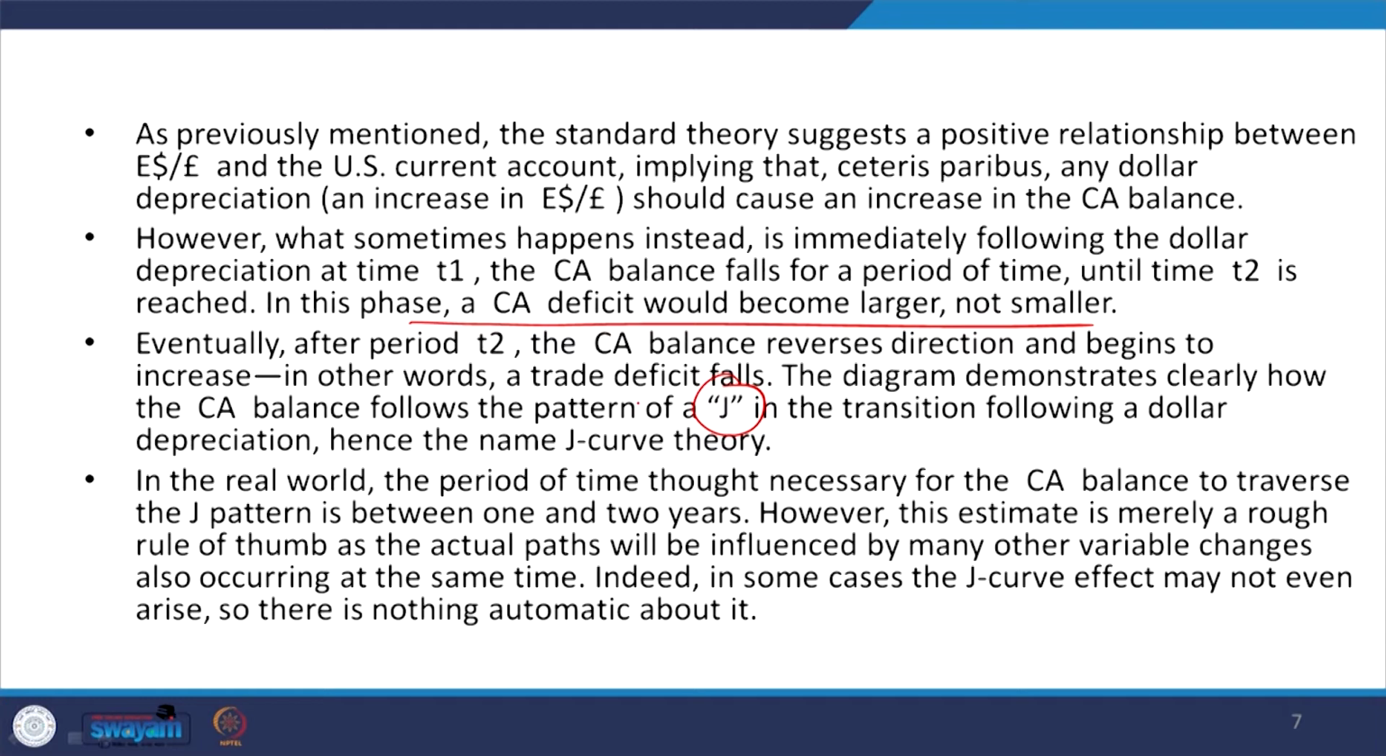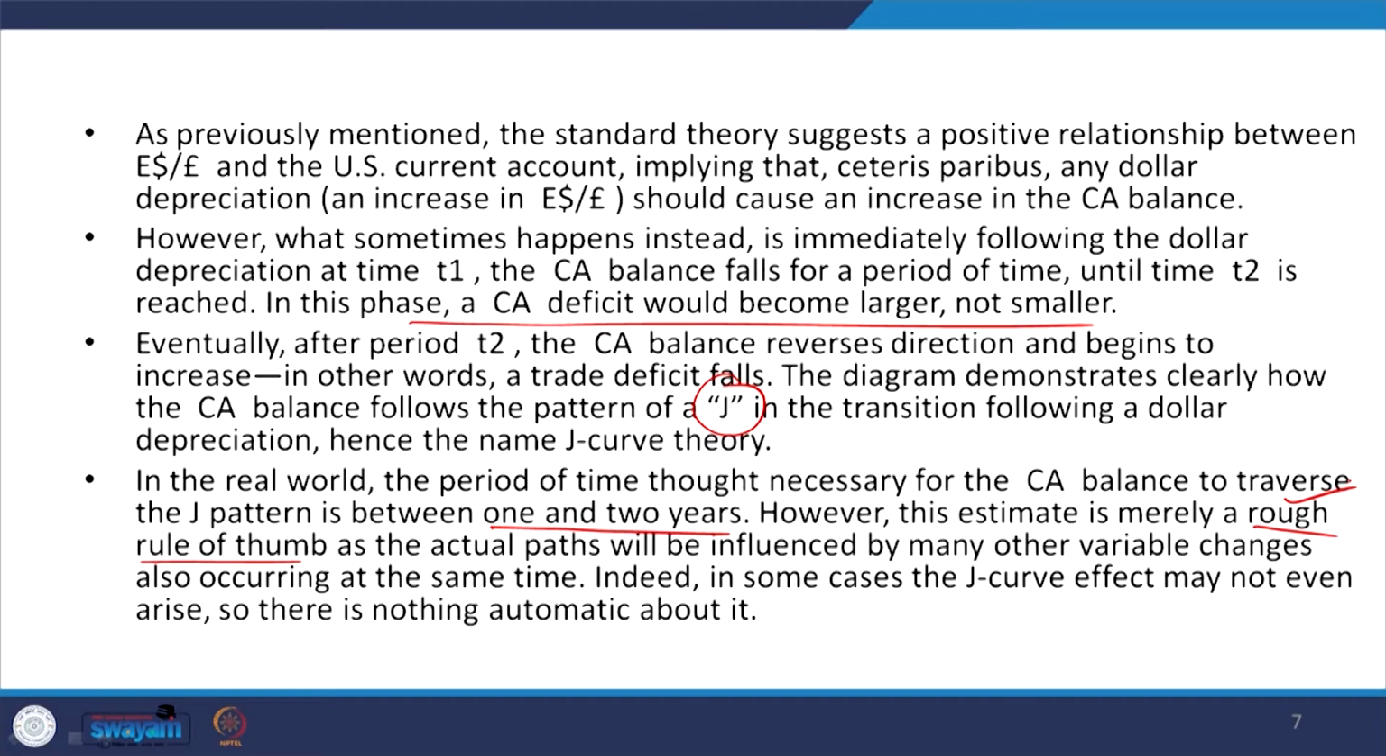And now, in the real world, as we have already cited, and once again mentioning based on the diagram, the period of time necessary for the current account balance to traverse the J pattern is between 1 and 2 years. However, this estimate is merely a rough rule of thumb. It is not to be considered true always, as the actual path will be influenced by many other variables and their changes occurring at the same time.